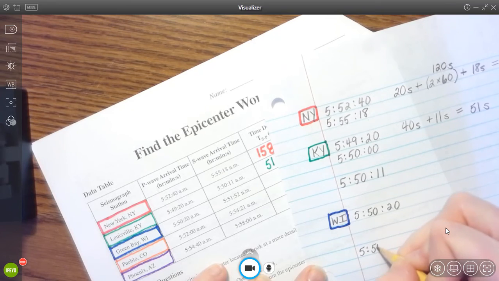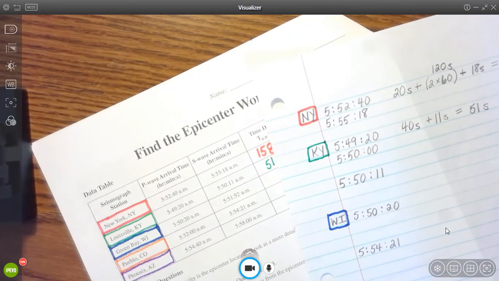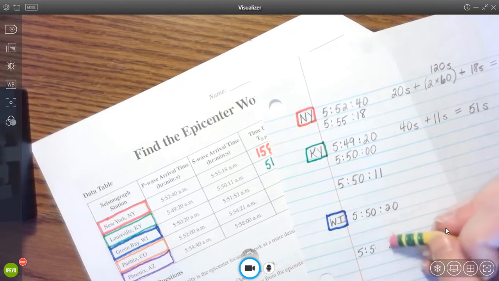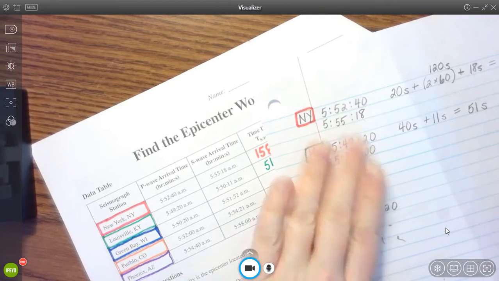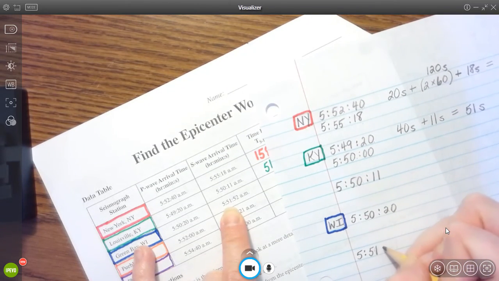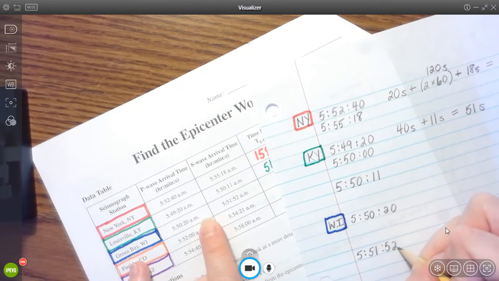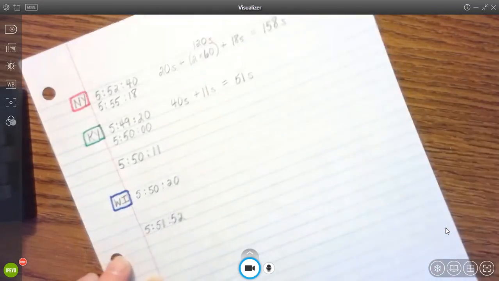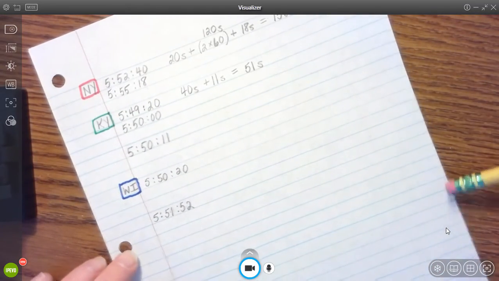5:54 and 21 seconds. So, oh, whoops, I looked at the wrong line. 5:51. Make sure I get that right this time. 5:51 and 52 seconds. 5:50:20, 5:51:52. Okay, so how much time passed between these two?